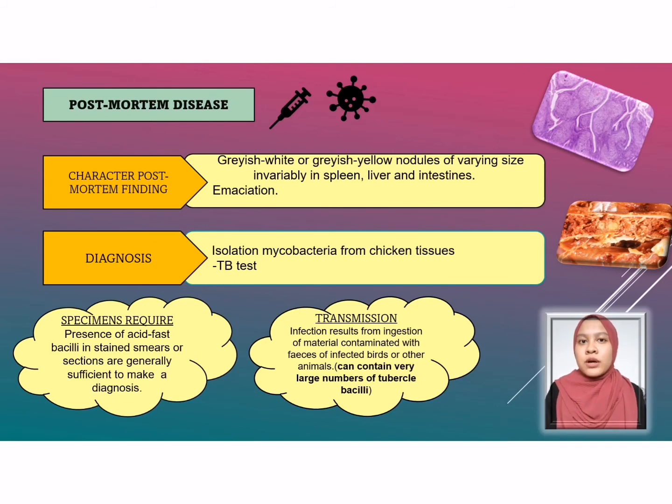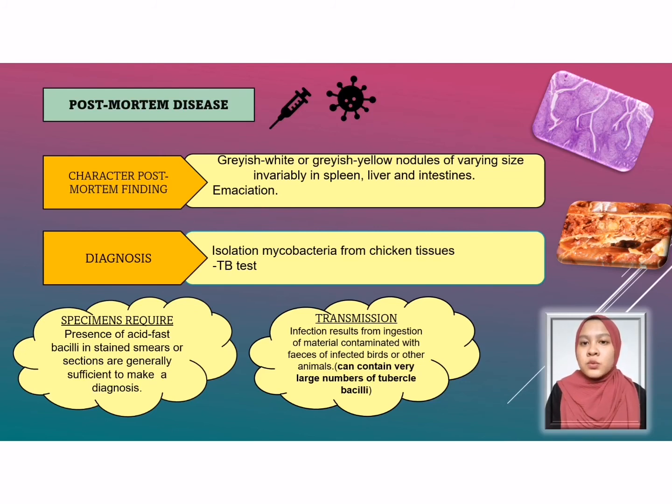Assalamualaikum warahmatullahi wabarakatuh. My name is Syarifah. I will continue with my part, which is postmortem. First, we can detect birds with this disease by their characteristics, which are grayish white or grayish yellow nodules of varying size, invariably in the spleen, liver, and intestines, and almost all tissues can be affected. It can also show emaciation in birds that already have avian tuberculosis.